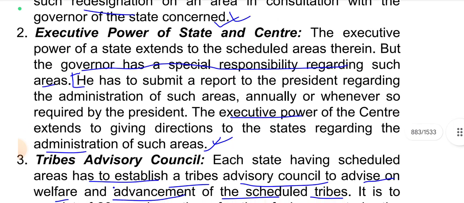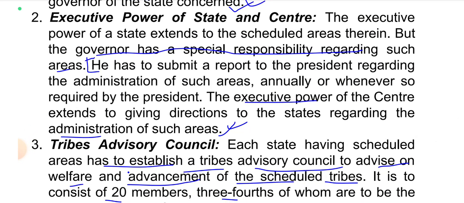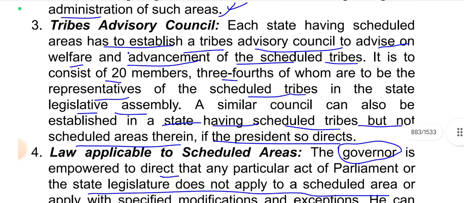Executive power of state and center. The executive power of state extends to the scheduled areas therein, but the governor has a special responsibility regarding such areas. Okay, what will the state do? It will execute all the decisions, but the governor has a special power for the area. He has to submit a report to the president regarding the administration of such areas annually or whenever so required by the president. The executive power of the center extends to giving directions to the states regarding the administration of such areas.